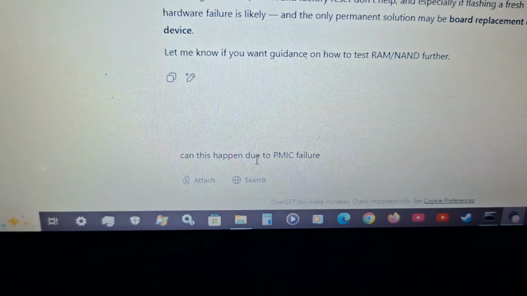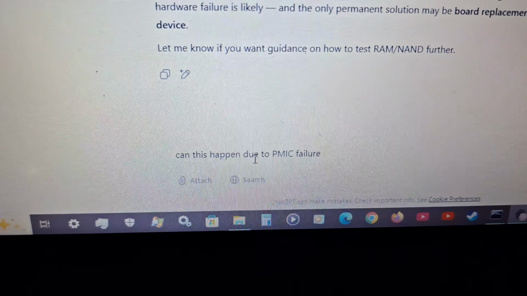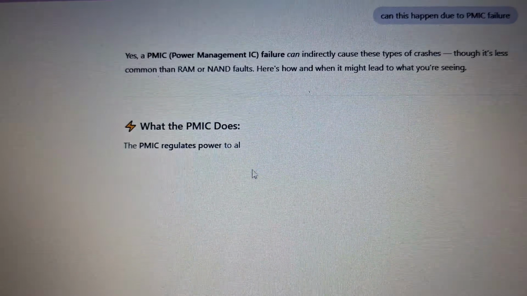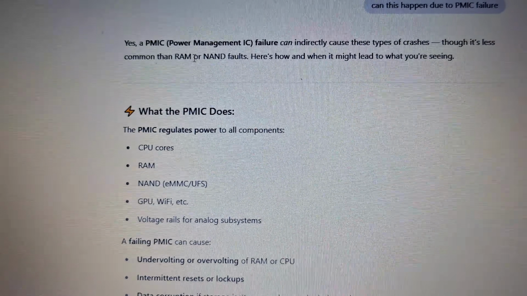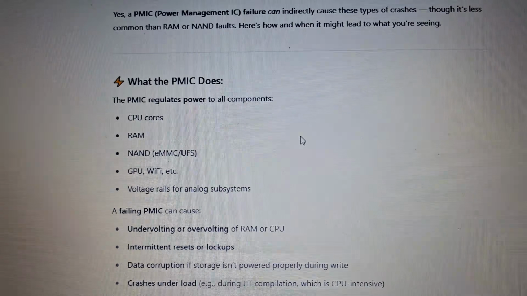I'm going to ask it, does it happen due to power management chip failure? So let's see what it says. Yes, a power management chip can cause these types of crashes, even though it's less common than RAM and others. This is what I said.